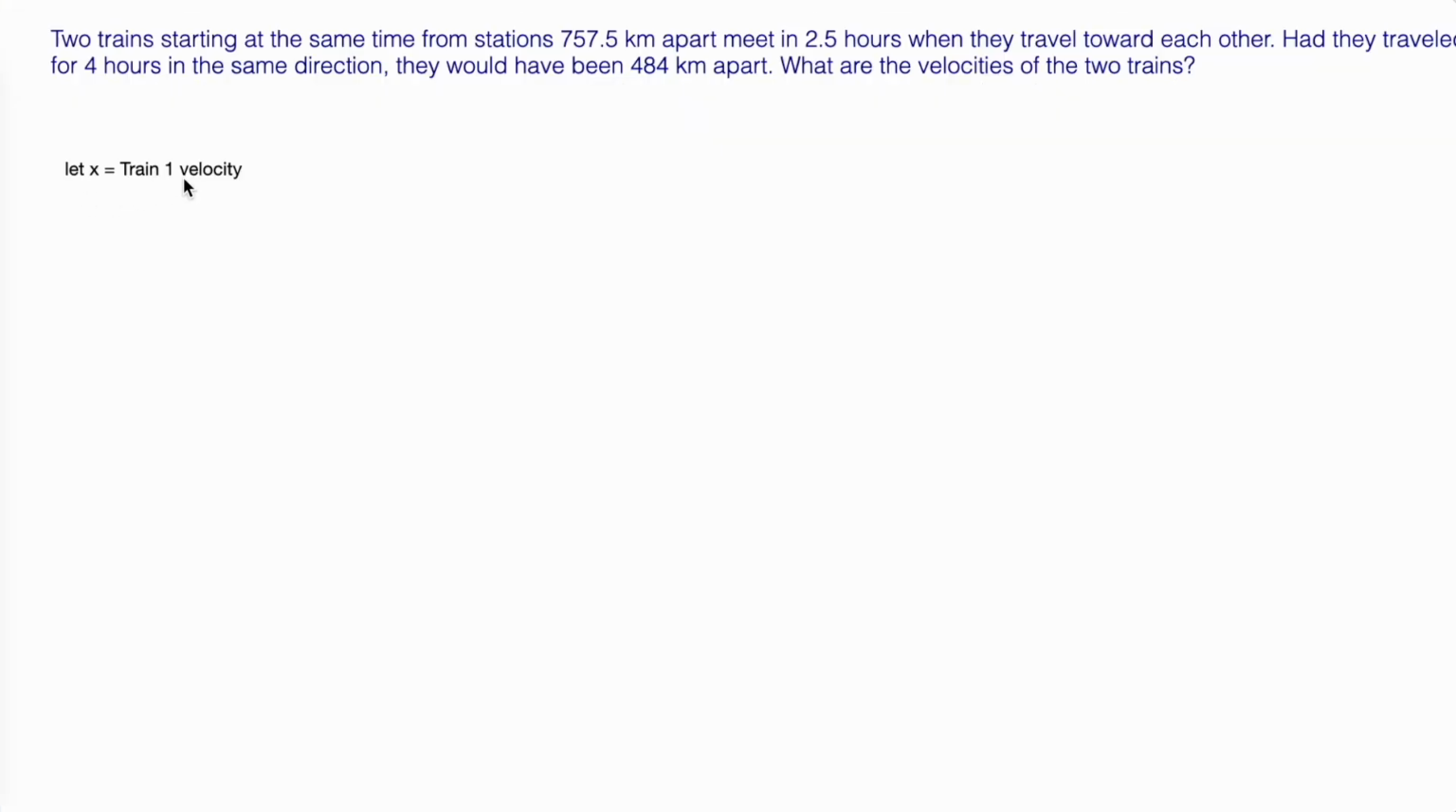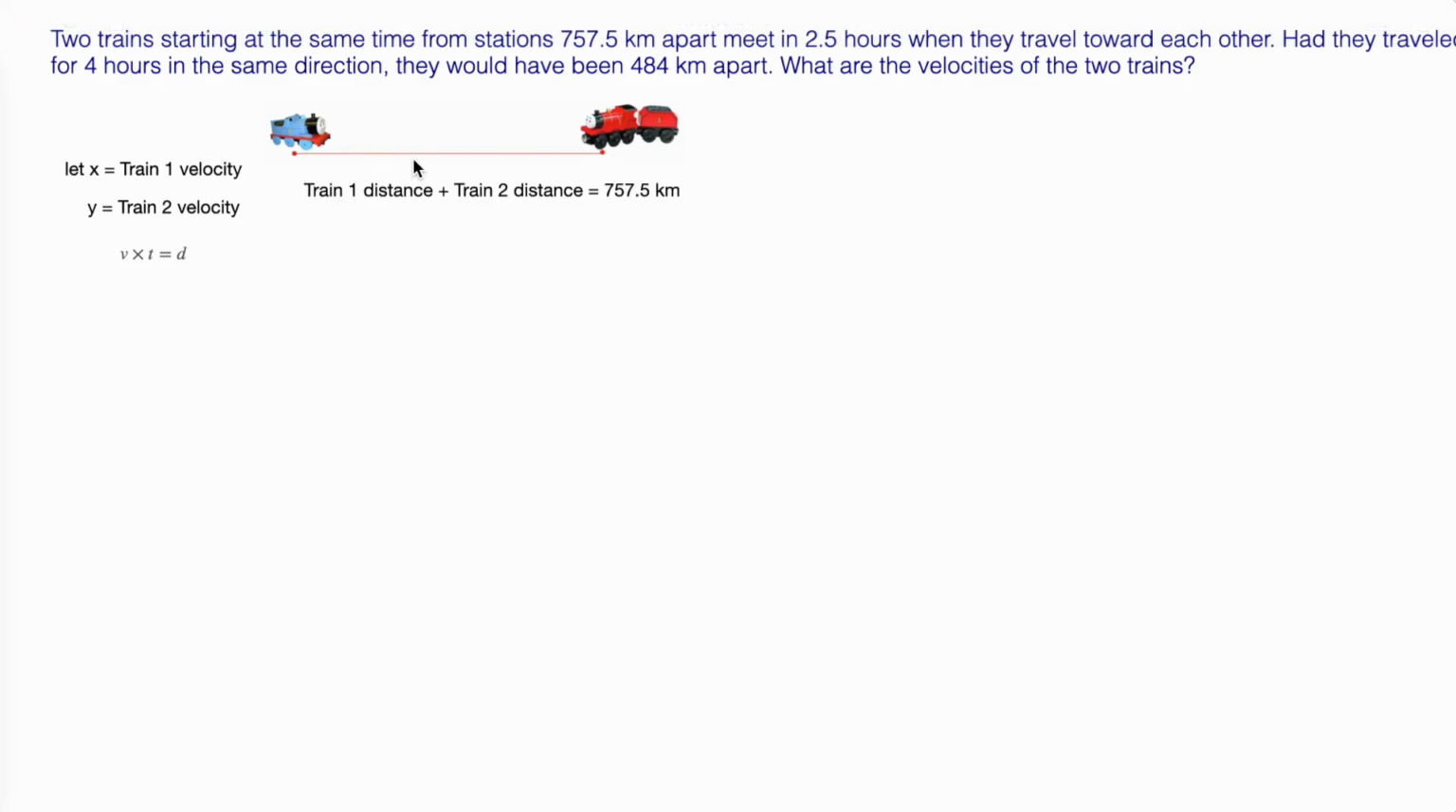Let x be the velocity of train number 1 and let y be the velocity of train number 2. Velocity times time is the distance that they travel. The first situation, the two trains, this is my train 1, this is my train 2. The two trains are starting at the same time from stations 757 kilometers apart.